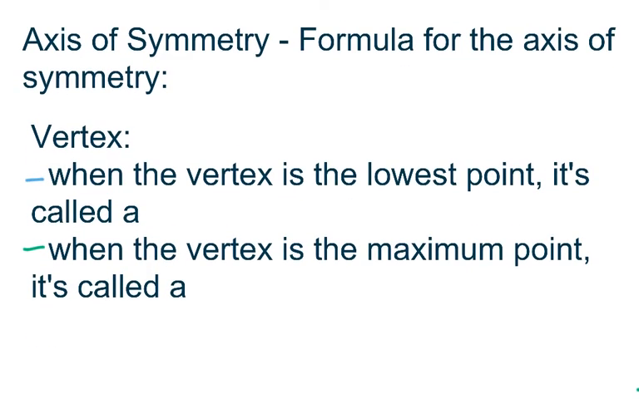Okay, so then there's this thing called the axis of symmetry. So we talked about that in the functions unit. So it's a line that's going to go straight through the middle. And the formula for the axis of symmetry is x equals negative b divided by 2a.